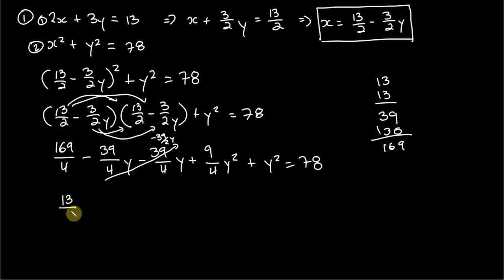So we can rewrite all of this as 13 over 4 y squared minus 39 over 2y plus 169 over 4, and all that is still going to equal 78. So it's definitely more involved and more complicated this way. It would have been so much easier, I think, if I had factored out 1/2 up here, and I would have just been left with 13 minus 3y.